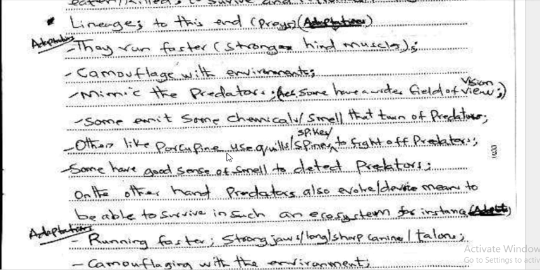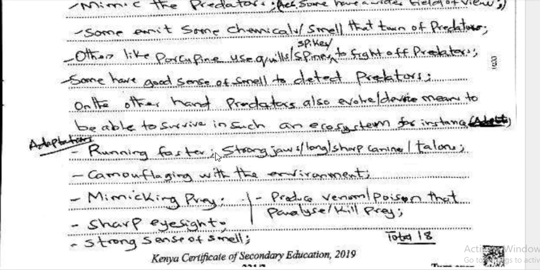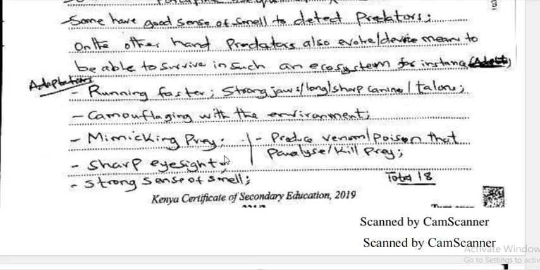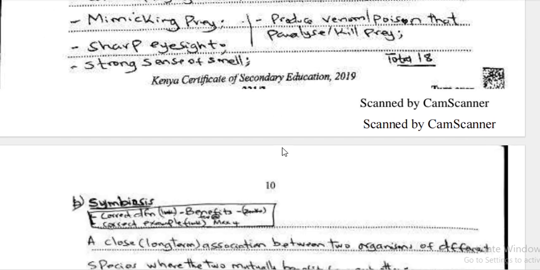On the other hand, predators also devise means to be able to survive in such ecosystem. For example, running faster, they have stronger jaws, sharp canines and talons. They are able to camouflage with the environment. They can mimic the prey. They have a sharp eyesight. They have a strong sense of smell. They also produce venom, poison that paralyzes or kills the prey.